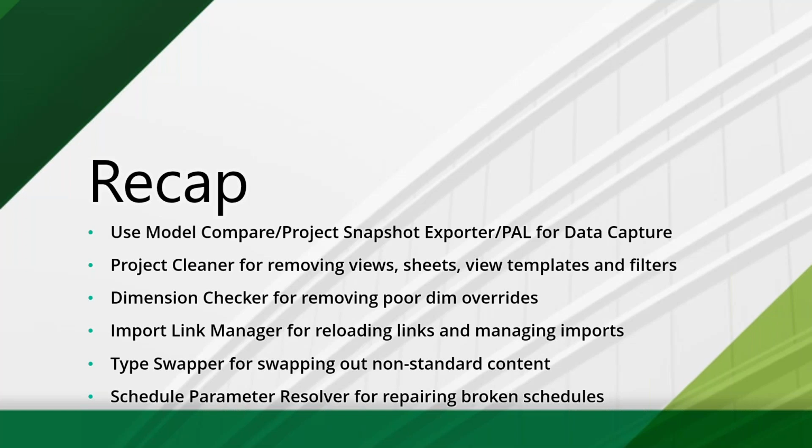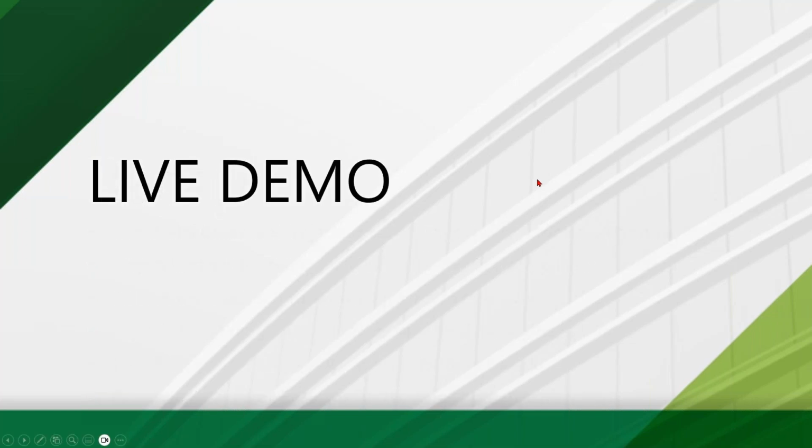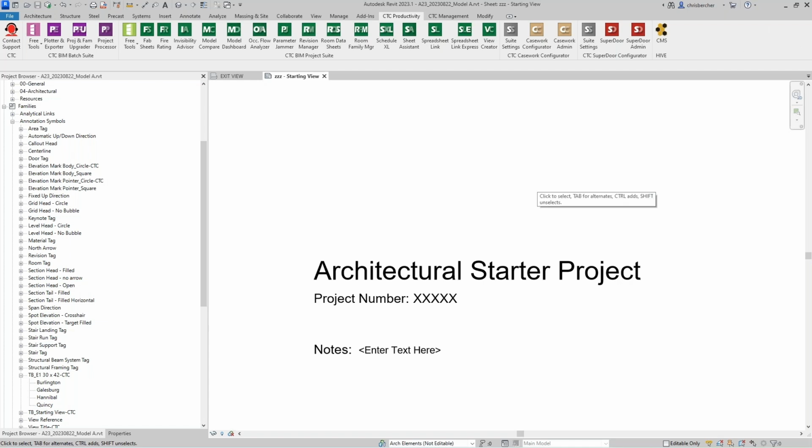Which brings us to today. Spreadsheet link, view creator, project processor. So let's get going. Jump into the demo. And let me find my Revit. Here we are. Okay.